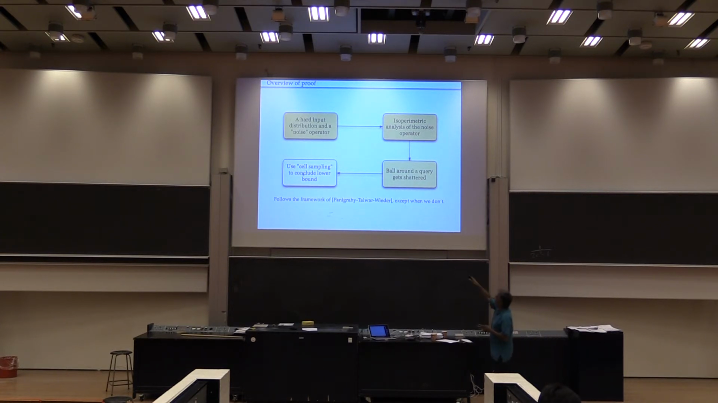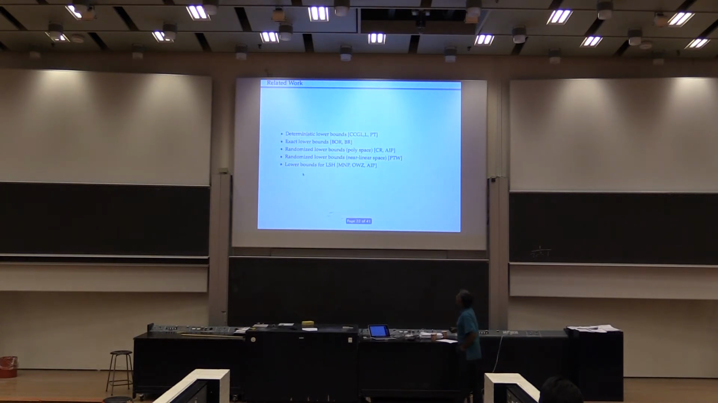And I'll try to explain each of these blobs in a bit more detail. I should mention that for the most part we follow the framework developed by this other paper by Panigrahy, Talwar and Wieder, except that we don't. So we sort of follow it. Again, there's a bunch of related work on this. There are deterministic lower bounds, there are exact lower bounds, there are randomized lower bounds, there are randomized lower bounds for polynomial space or nonlinear space, and there are lower bounds for LSH. Some of them go through communication complexity, some of them go through these kinds of arguments, and there's a whole variety.